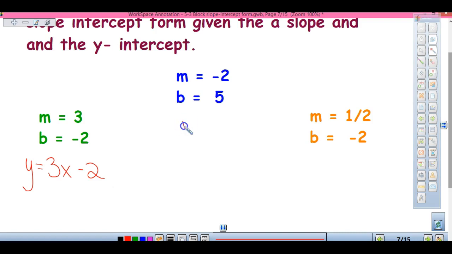So this one, y equals -2x plus 5. This guy is 1/2 x minus 2. Okay, super hard right now? No. It shouldn't be. Hopefully it's not.